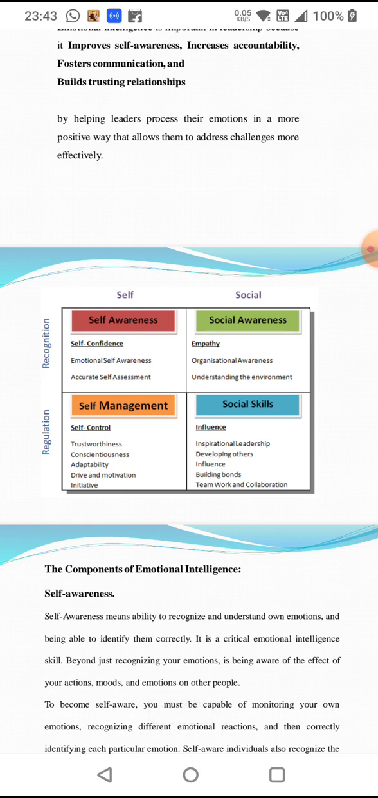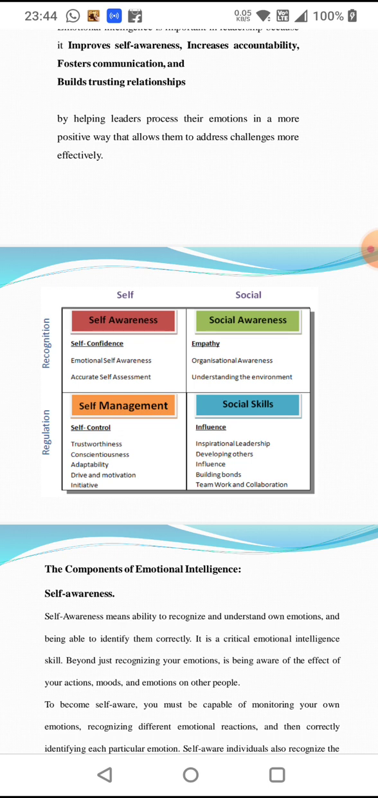So, here, as you can see in the diagram, we have self confidence, self recognition, self regulation, and social regulation and social recognition as well, right? So, this is a 4x4 matrix wherein self confidence, empathy, influence, and self control are all required for a leader to be effective. So, the components being self awareness and self management.